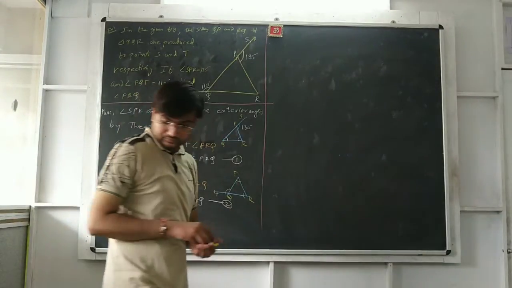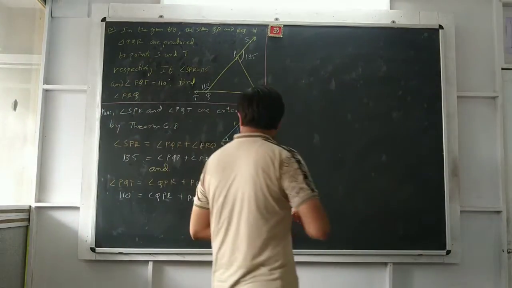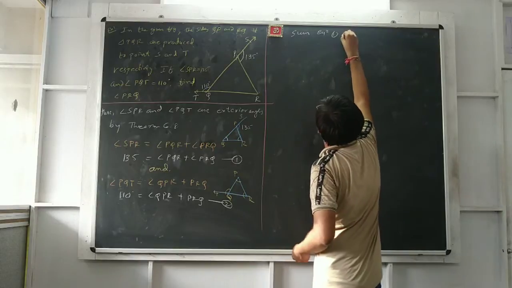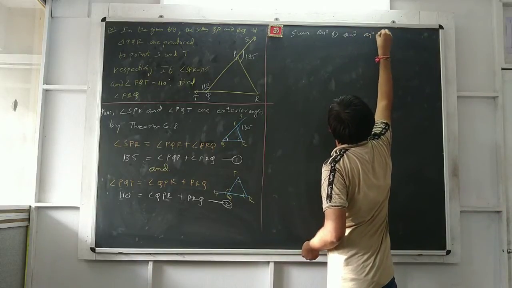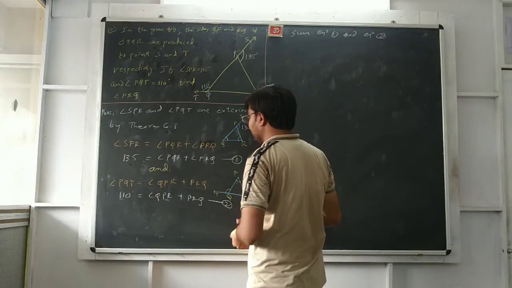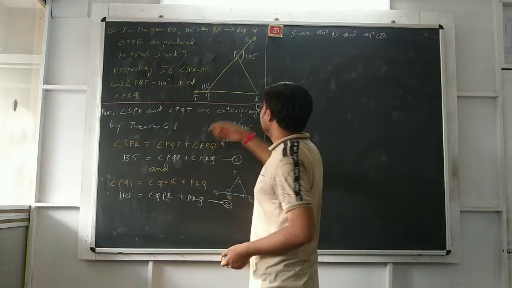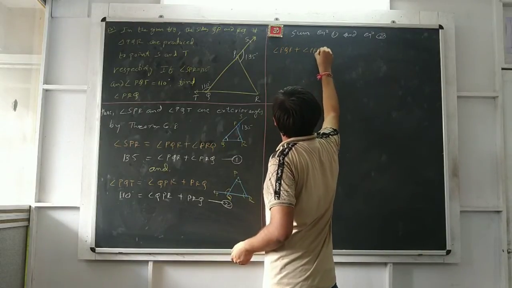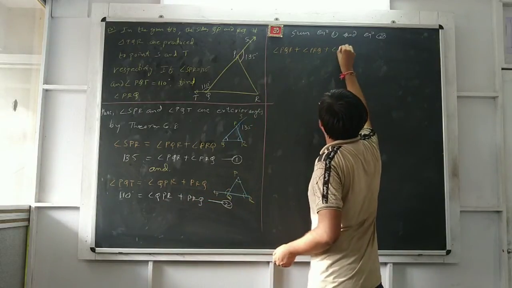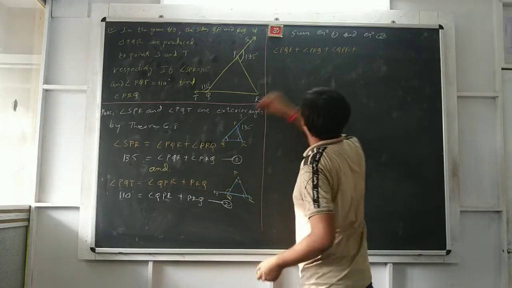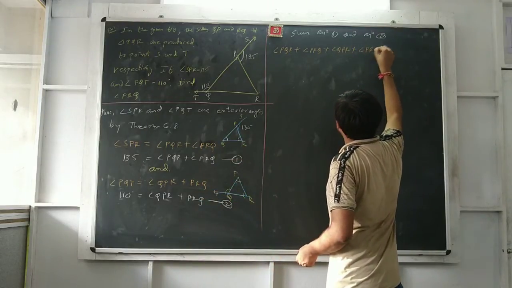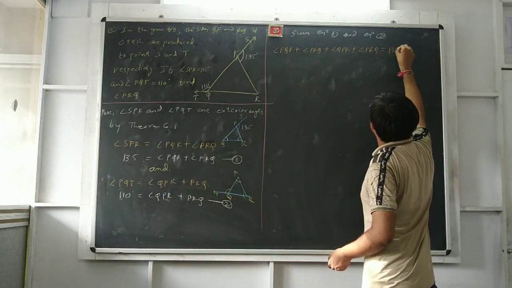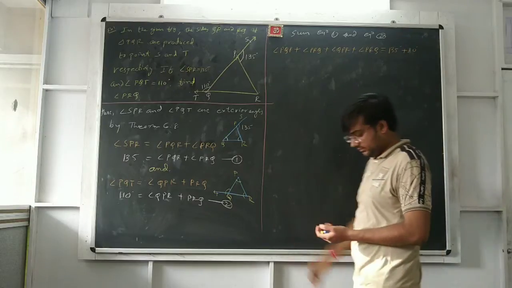Now I can add equation number 1 and equation number 2, and we get: angle PQR plus angle PRQ plus angle QPR plus angle PRQ is equal to 135 plus 110. Okay.